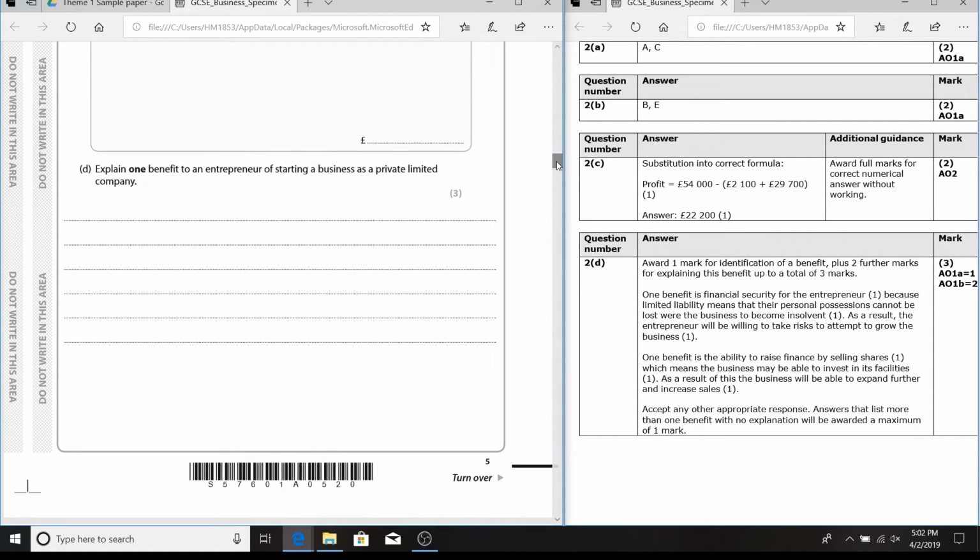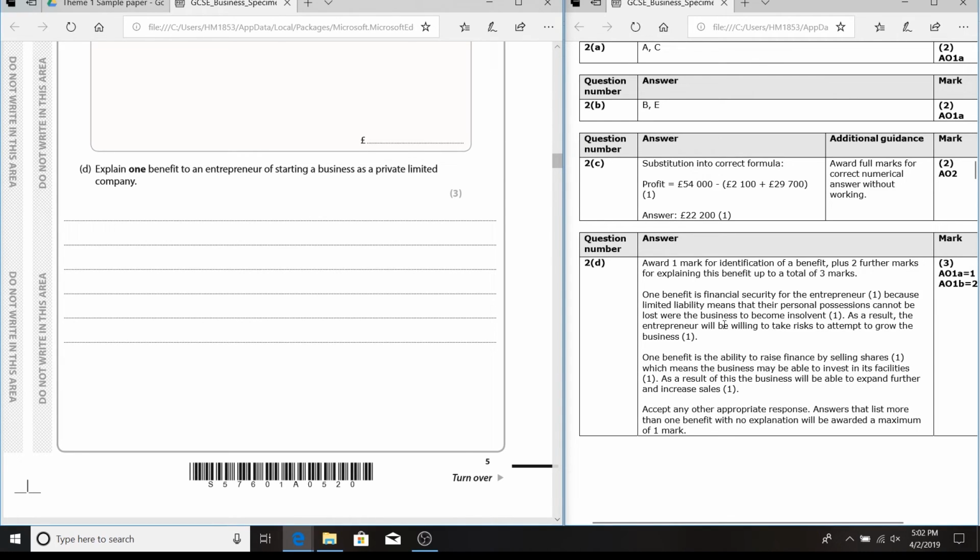Okay, right. Explain one benefit to an entrepreneur of starting a business as a private limited company. Our private limited company offers limited liability. Leads to, well, what does that then mean? It leads to them being more likely to take risks to expand the business. That's 3 marks actually. So yeah, that would do quite nicely. Look how short that was.